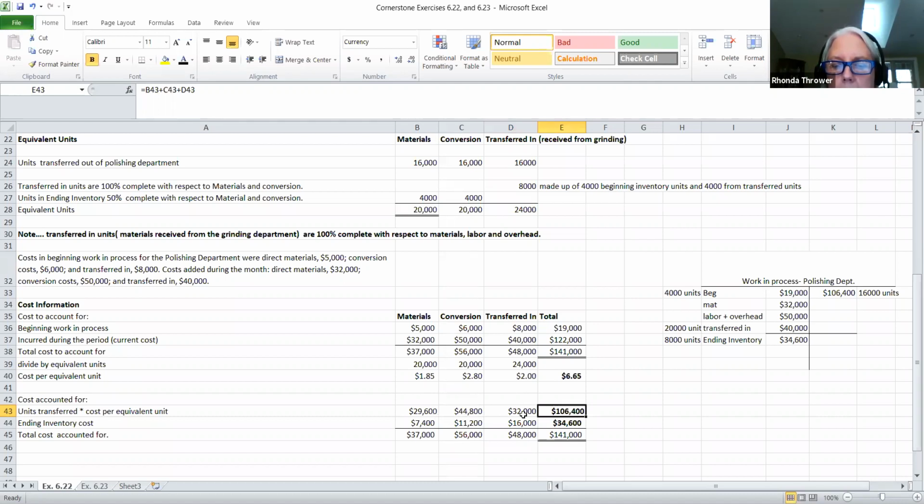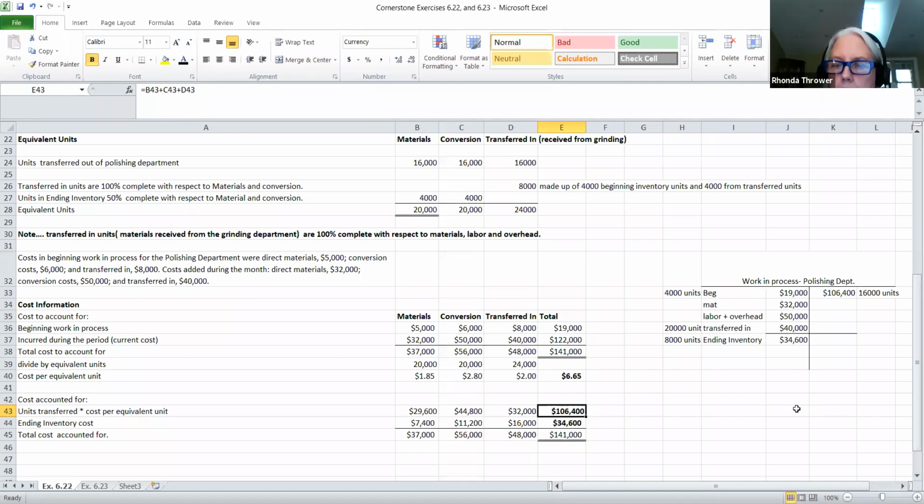Or from the previous department, I should say, not the previous period, but from the previous department. Combine materials, conversion, and transferred costs together, and that will give you $106,400. This is the total cost that you're transferring out of your work in process.